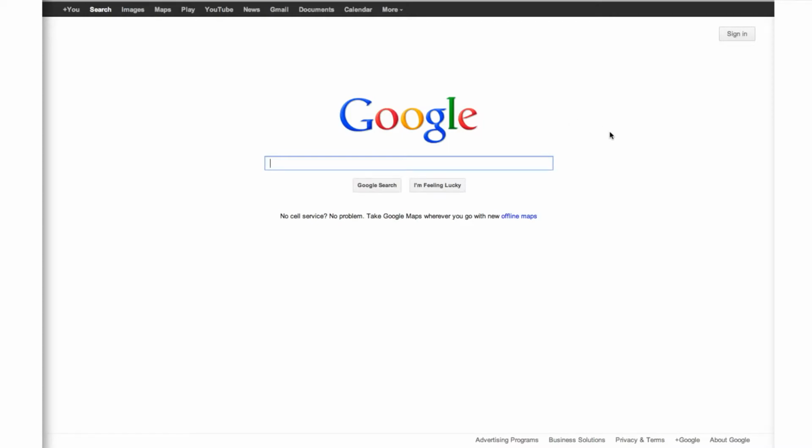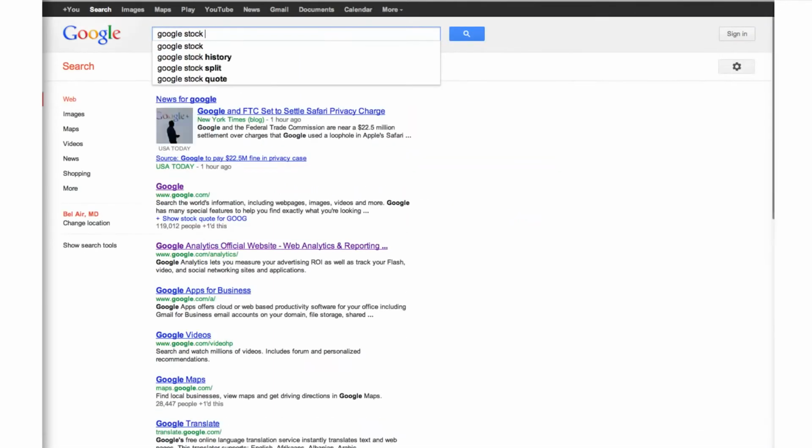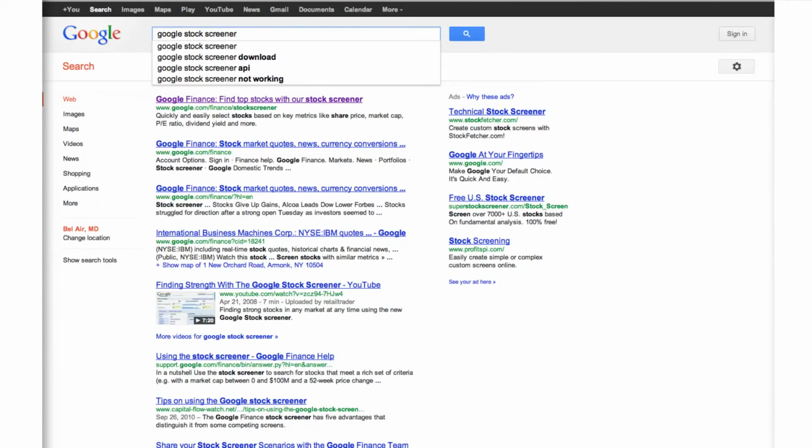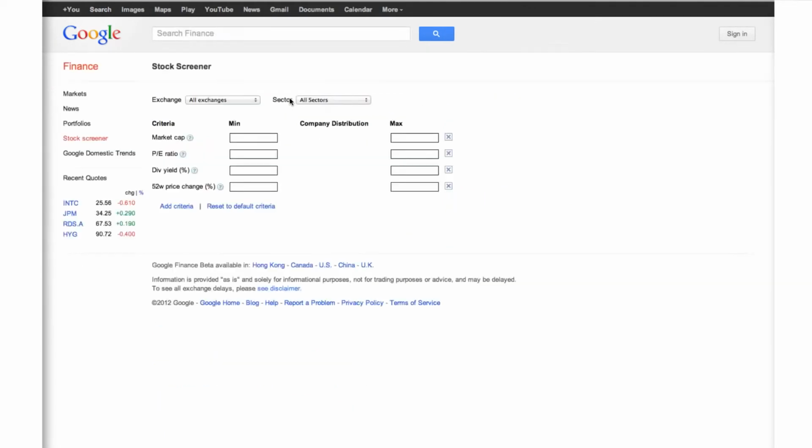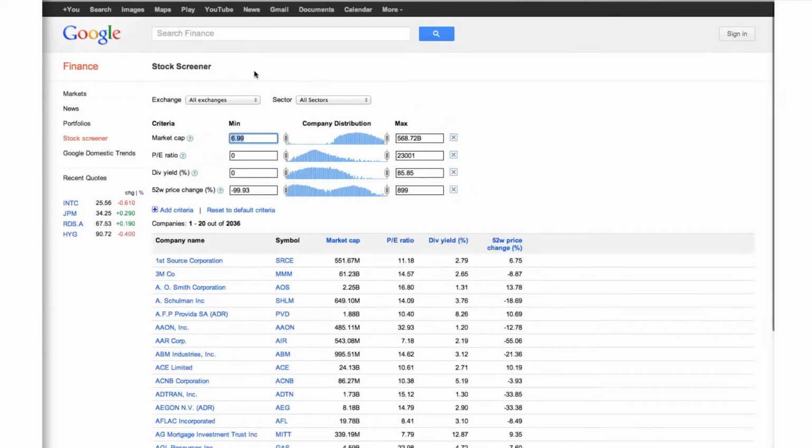In this lesson we're going to be going over something that's really basic, easy to use, and not all that complicated. It's called a stock screener. I prefer the Google stock screener over pretty much anything else out there, so that's what we're going to use. If you just go to Google and type in Google stock screener and hit enter, it should come up as the very first item.